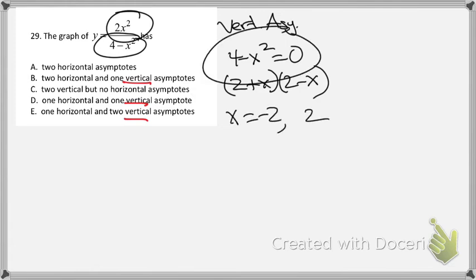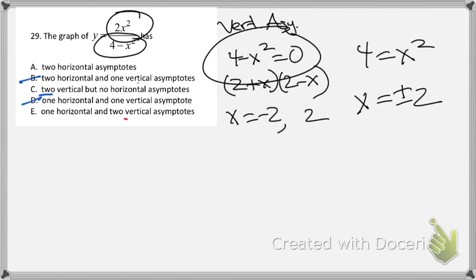You could have also moved the x squared to the other side. Either way, there's a vertical asymptote when x equals plus or minus 2. So we definitely have 2 vertical asymptotes. Which of these say 2 vertical asymptotes? Well, it can't be B, could be C. Can't be D, could be E. A doesn't even mention it, so I'm thinking it's not that. But right now we have 2 vertical asymptotes. Okay? Now we're moving on to horizontal asymptotes.